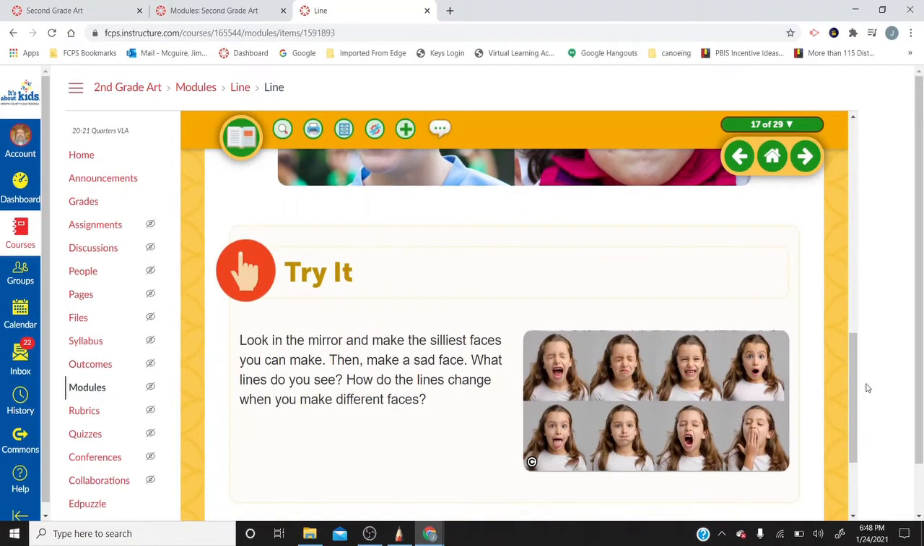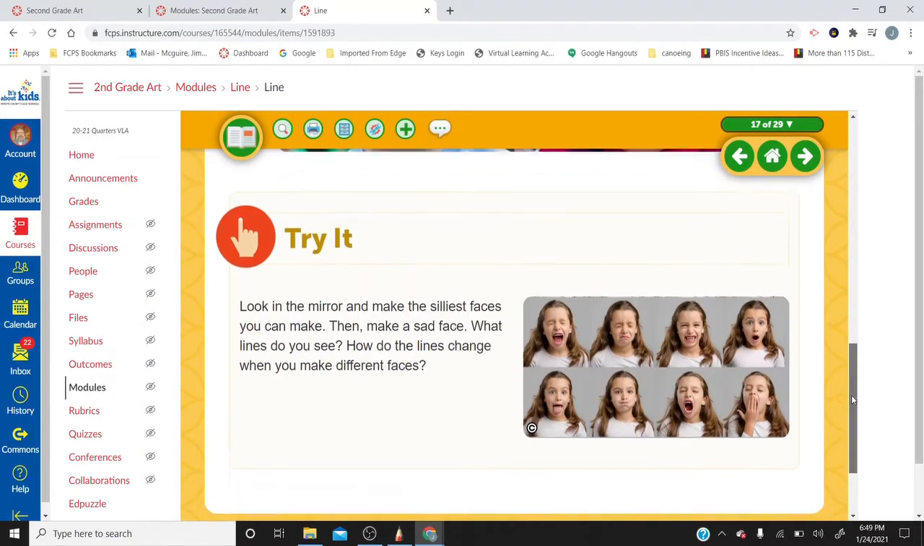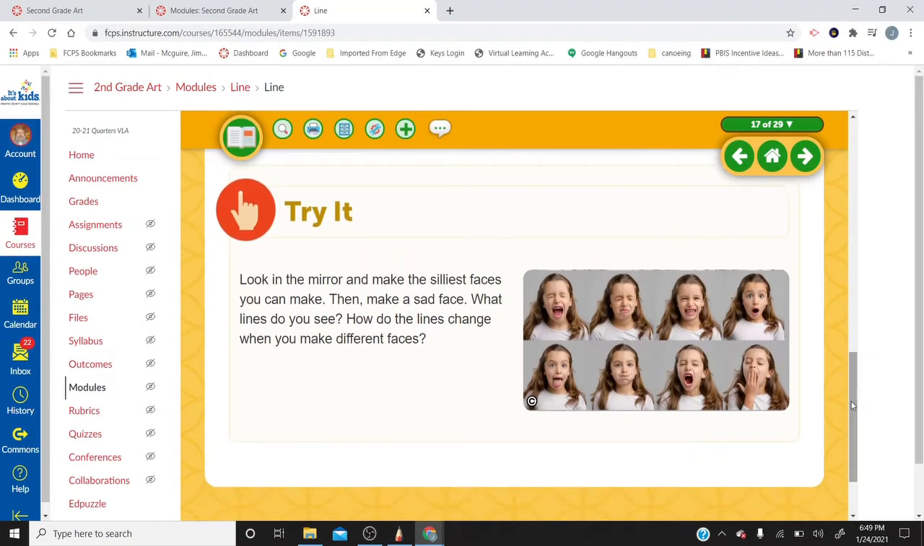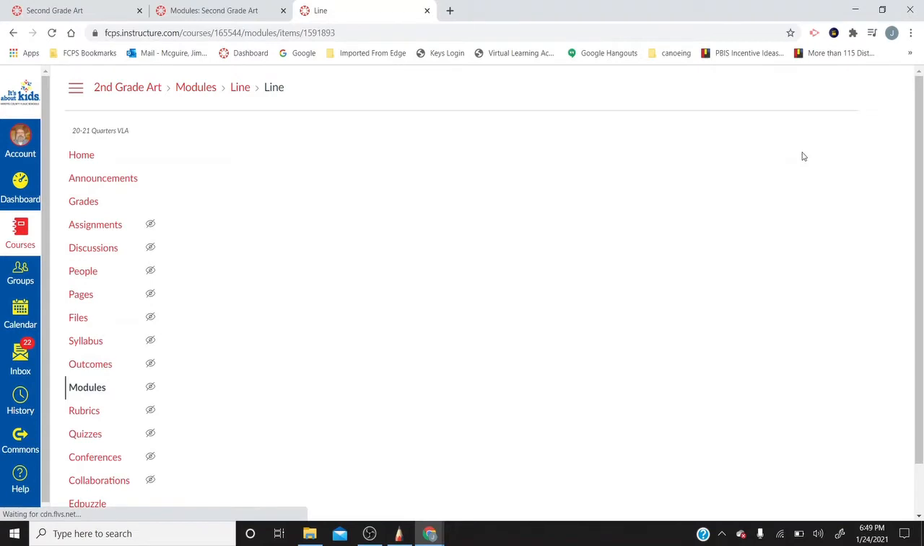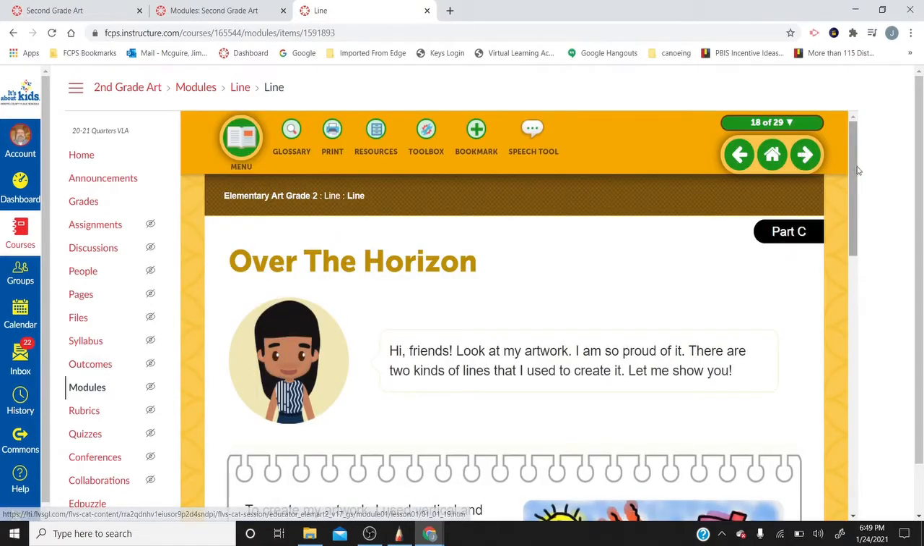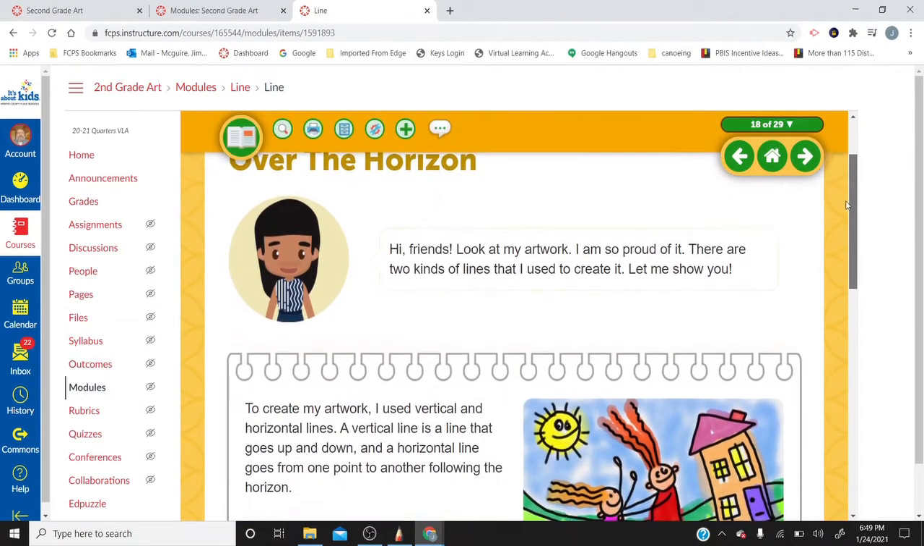So what we would like for you to do in this one is look at ourselves in the mirror, particularly on our make day. We're going to look at our cameras on our Chromebooks, or in a mirror if you have one, and look at all the expressions that we can make with our faces. Can you make sad faces and happy faces? As we make those faces, we're going to look at how the lines in our face change to reflect that expression of happiness or sadness.